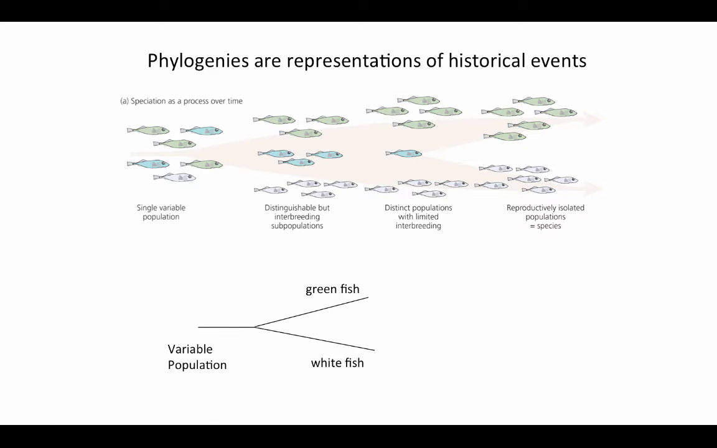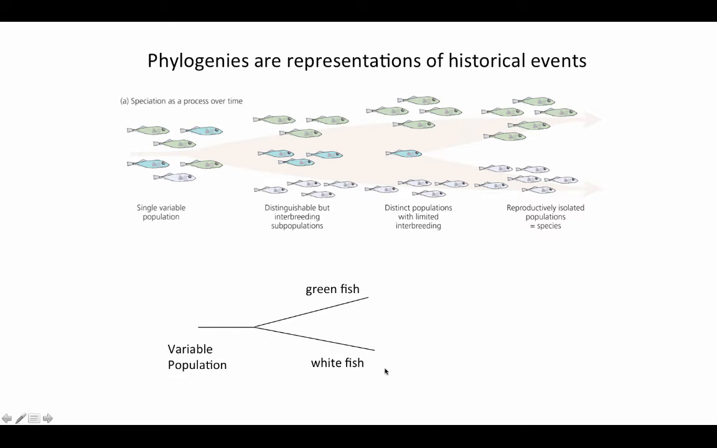So here we have our variable population of green and blue and white fish that undergo a speciation event. Each one of these nodes that you see on a phylogenetic tree diagram represents a speciation event where one species split and became two different species sometime during evolutionary history. So this species gave rise to two branches, two daughter species, green fish and white fish.